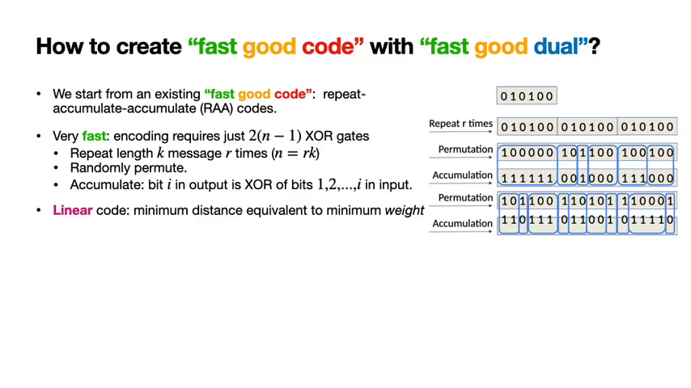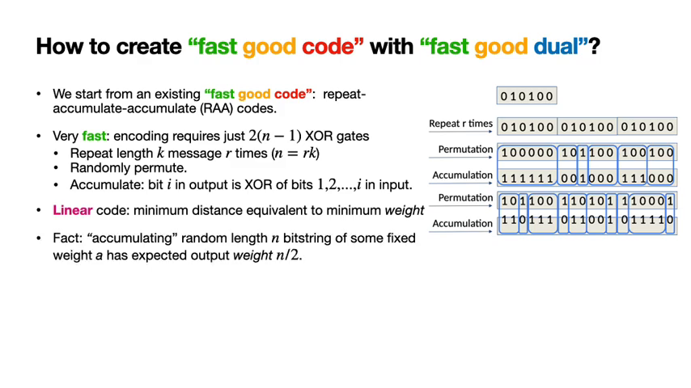The question of why this is a good code then becomes, why does this operation give us an increase in the weight of the messages that we put in? This is where a simple fact comes in, which is easy to prove. When you accumulate a random length n bit string of a fixed weight A, the output weight that you expect is always n over 2. In other words, you always expect half the bits to be 1, even if the vector that you put in has weight 1, 2, or some other constant.